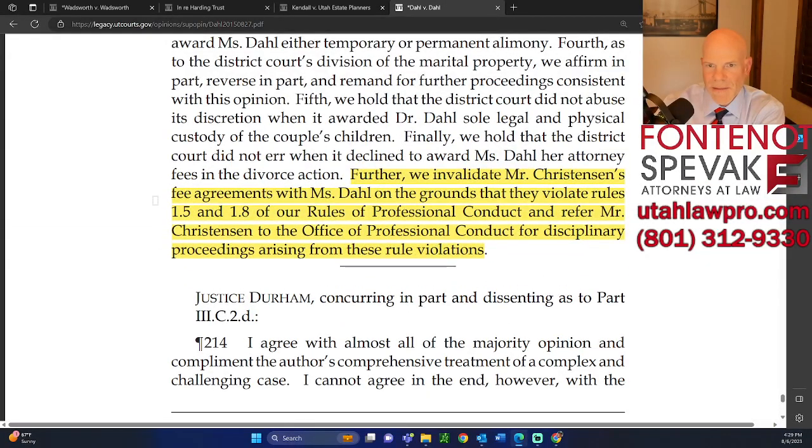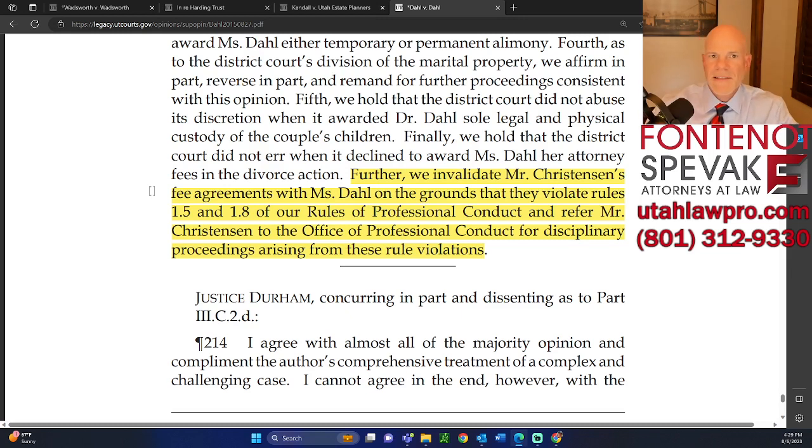Further, we invalidate Mr. Christensen's fee agreement with Ms. Dahl on the grounds that they violate Rules 1.5 and 1.8 in our Rules of Professional Conduct and refer Mr. Christensen to the Office of Professional Conduct for disciplinary proceedings arising from these rule violations.